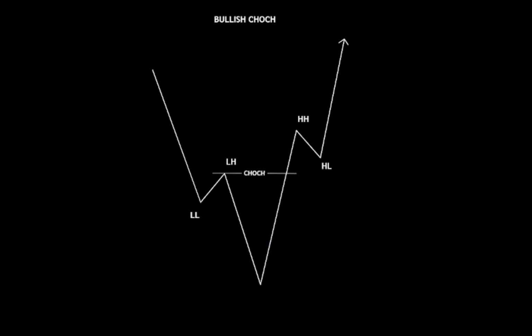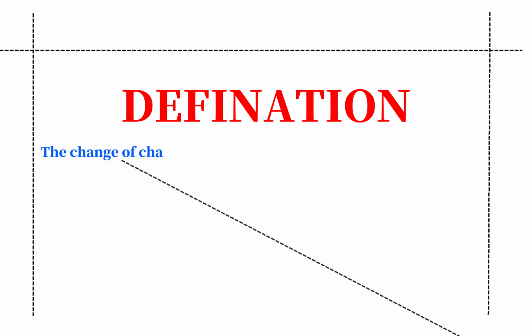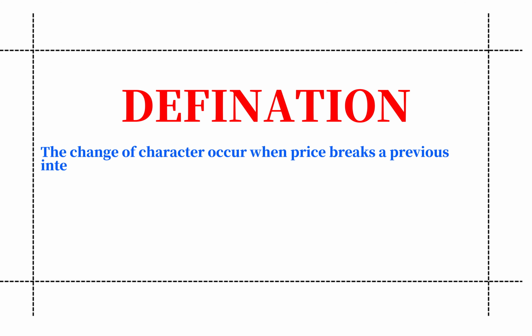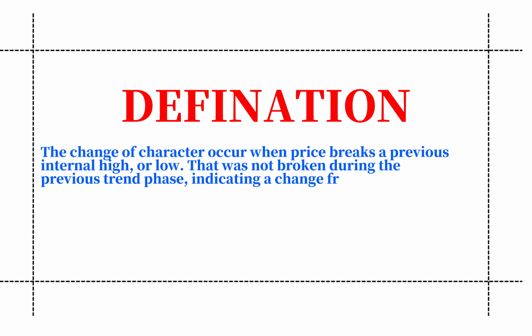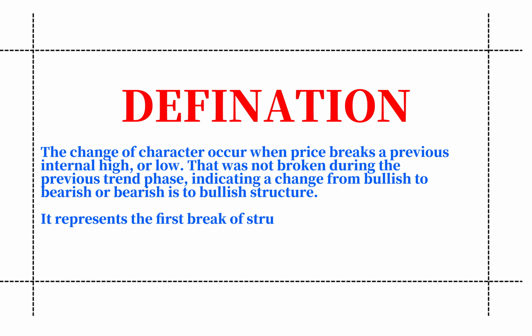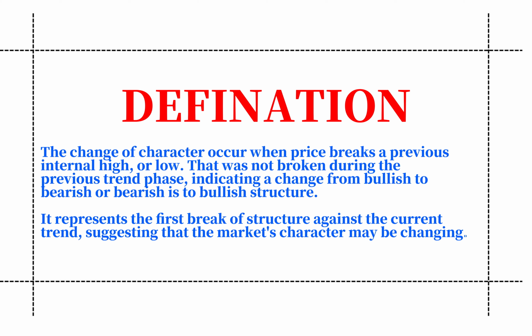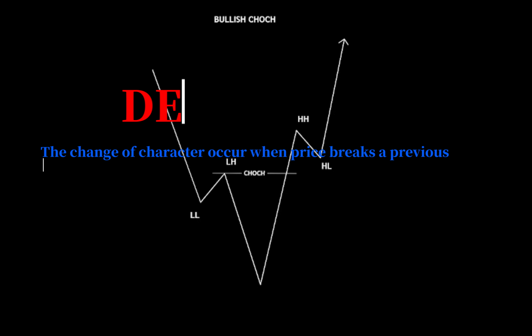First we go deeply into the definition of the change of character. The change of character occurs when price breaks a previous internal high or low that was not broken during the previous trend phase, indicating a change from bullish to bearish or bearish to bullish structure. It represents the first break of structure against the current trend, suggesting that the market's character may be changing.